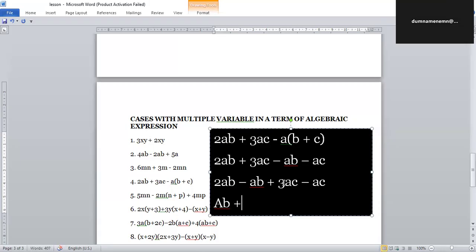Then the next one, 3ac minus ac. You see, there is no number here, but know that there is 1 here. So I'm doing 3 minus 1 is 2. So I'm having 2ac. All right, ensure that the variable is always the same. If it's small letter, maintain small letter. If it's capital letter, you can make it capital letter. So this is the final answer for question 4.